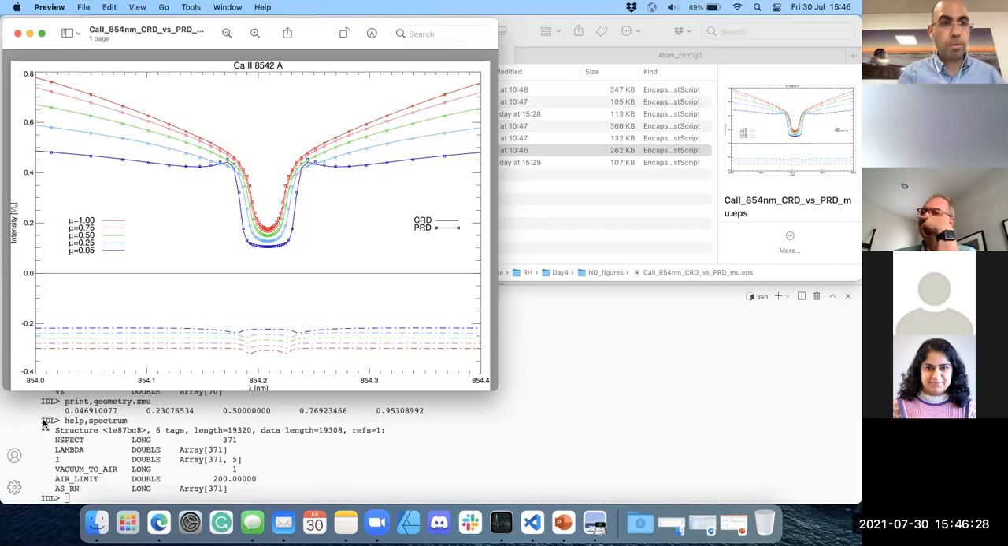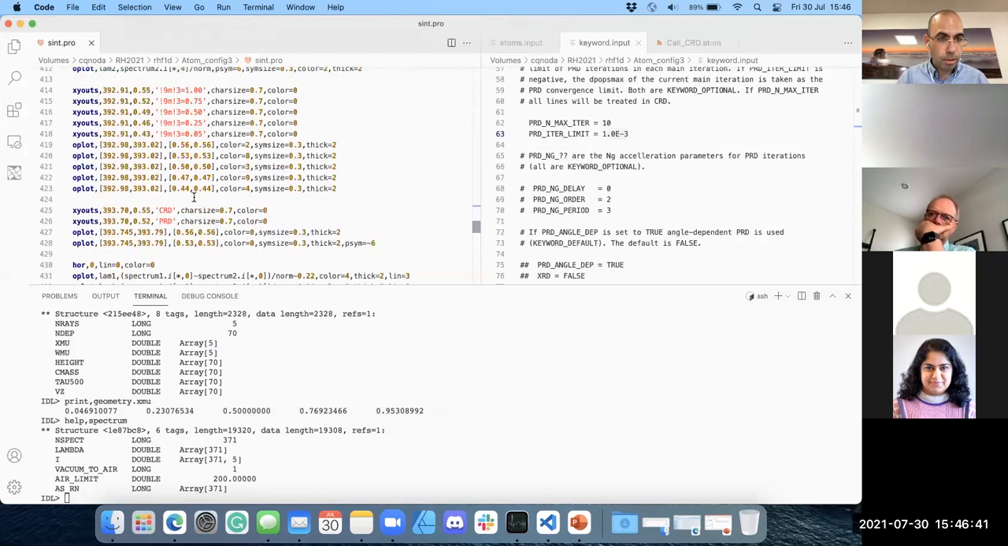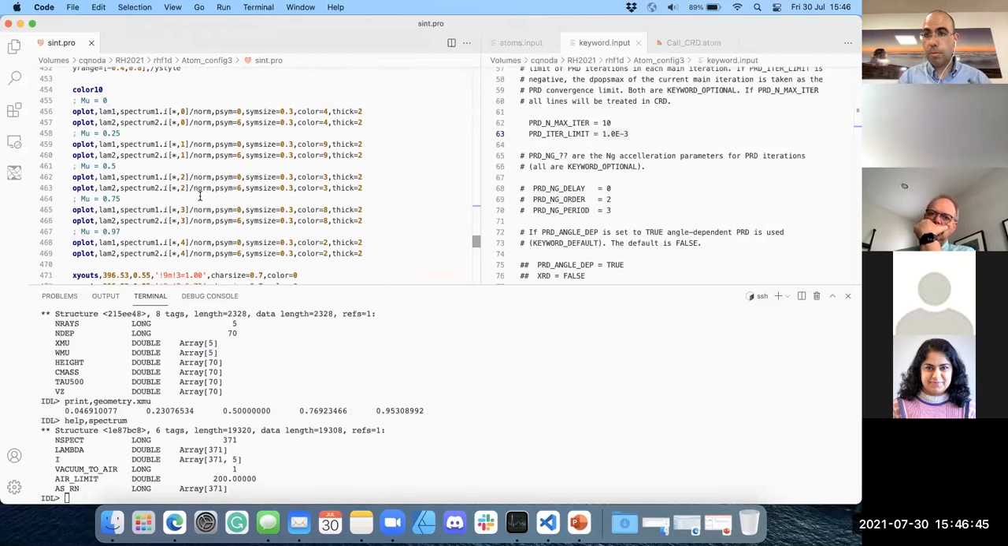Okay. So then yes, I was saying that we had a strong difference between calcium H and a very small difference for calcium infrared. And I think this is almost the end. You have the plots. If you have any questions, just let me know.